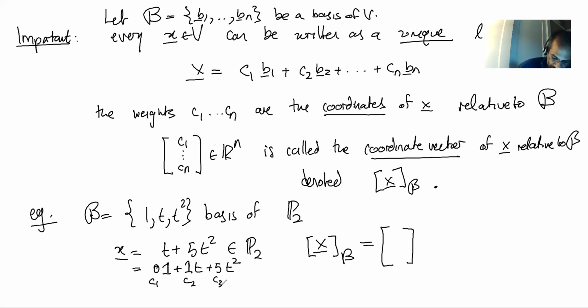So if those are the coordinates, and if you put them in a vector, you get the coordinate vector. In this case, this is actually not a complicated concept. It's just a different way of writing what we've been doing earlier. You get 0, 1, 5, and this is a vector in R3. So that's an example of a coordinate vector.